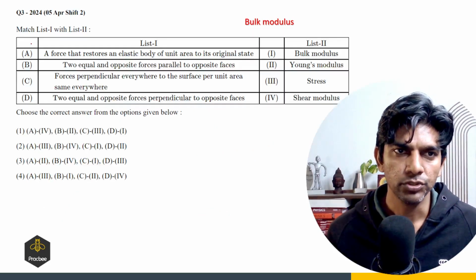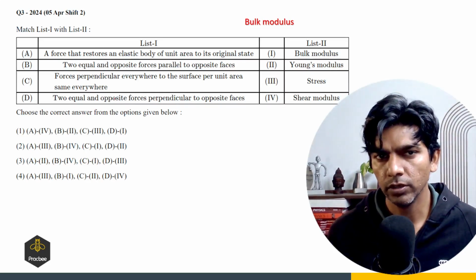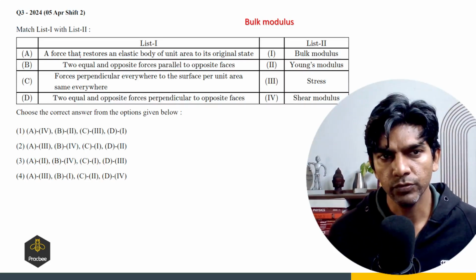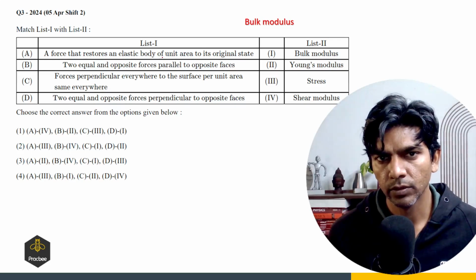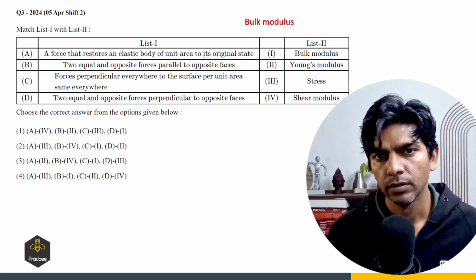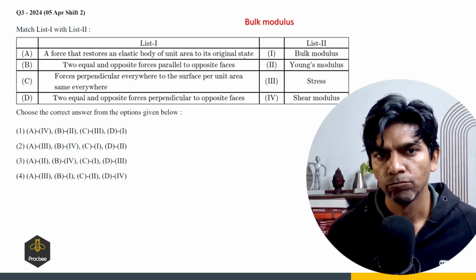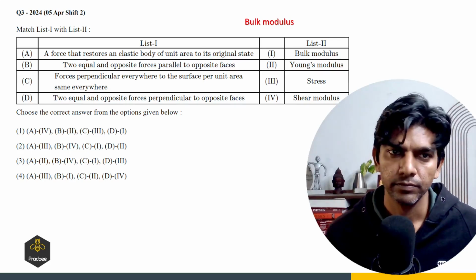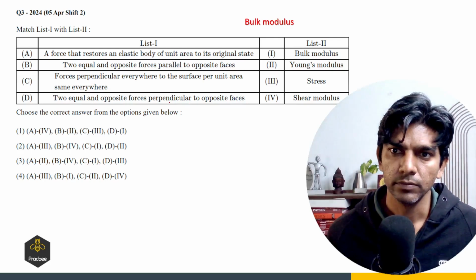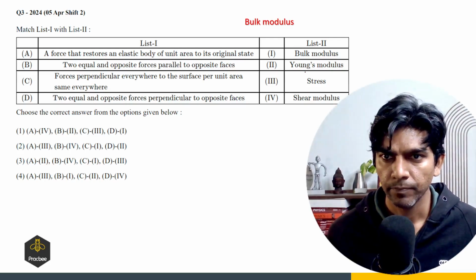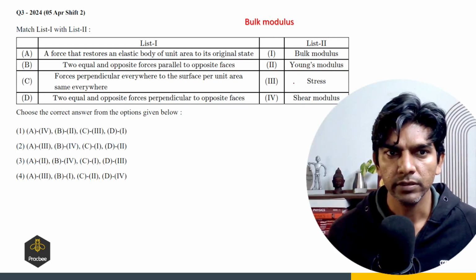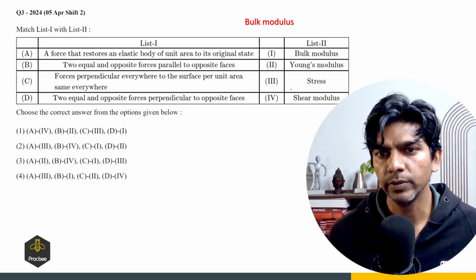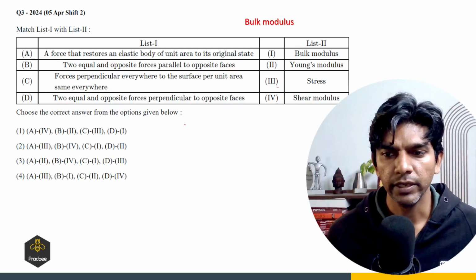Right, so let us see the next question. So here we have to match the columns. A force that restores an elastic body of unit area to its original state is known as the restoring force. So here they're talking about the stress. Force per unit area will be nothing but the stress. So A corresponds to 3.